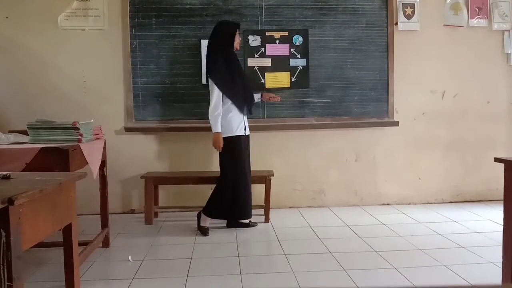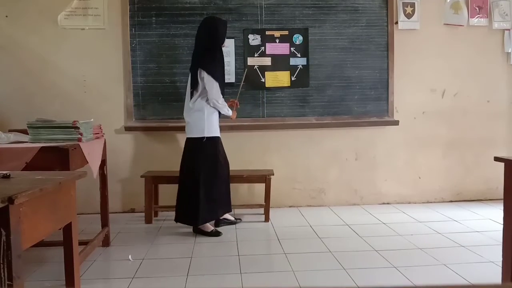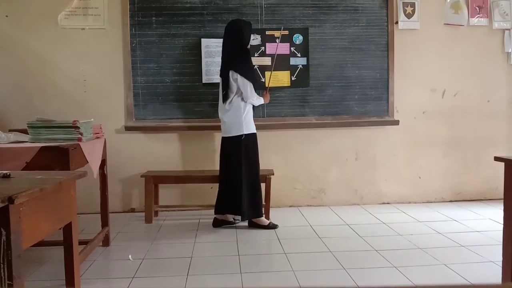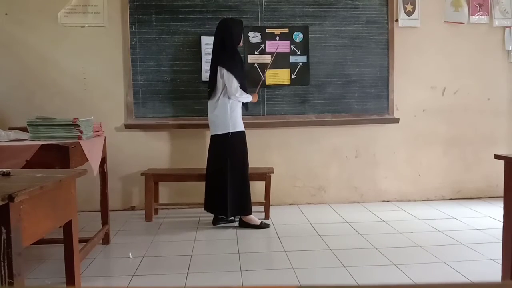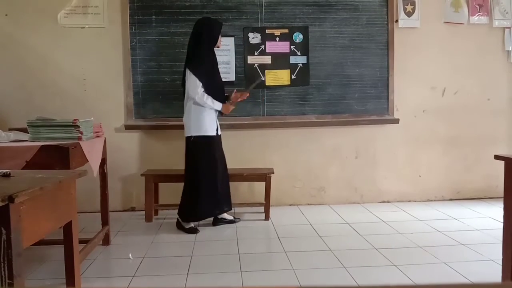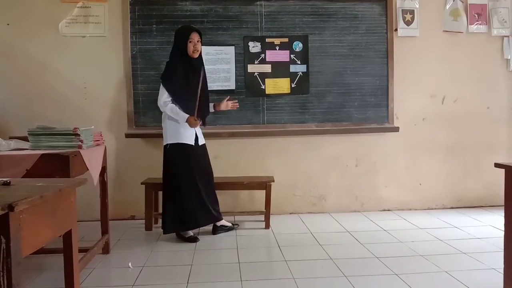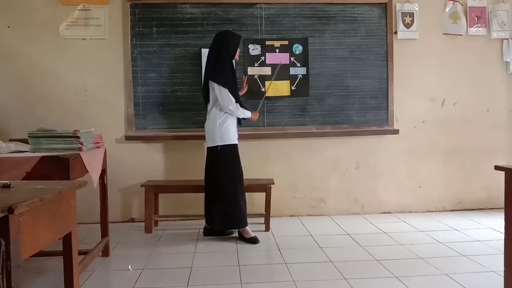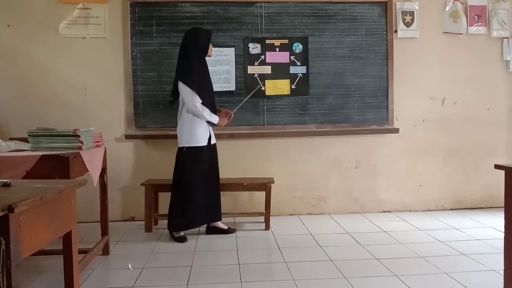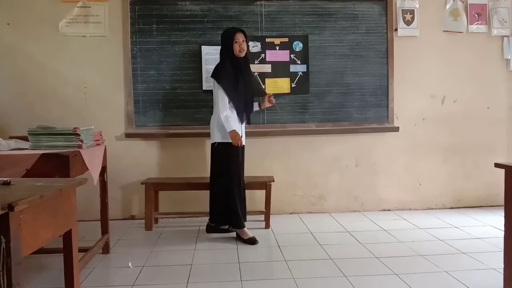Analytical exposition text is a type of spoken or written text that tends to persuade the listeners or readers that something is the case. And in analytical exposition text, there are three structures. The first is thesis, argument, and reiteration.